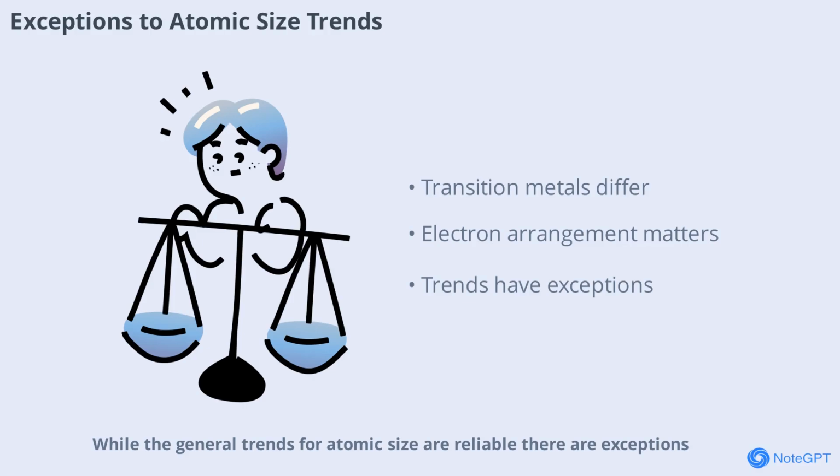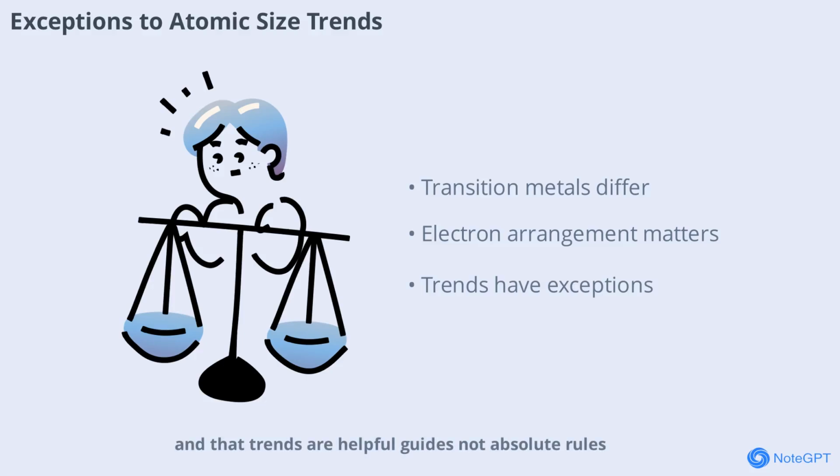While the general trends for atomic size are reliable, there are exceptions. For example, transition metals in the center of the table don't always follow the same pattern because of how their electrons are arranged. These exceptions remind us that chemistry is full of interesting details and that trends are helpful guides, not absolute rules.